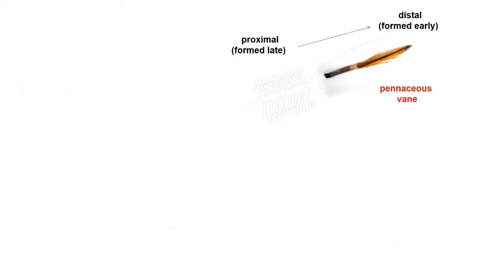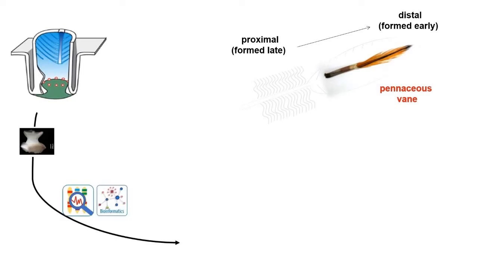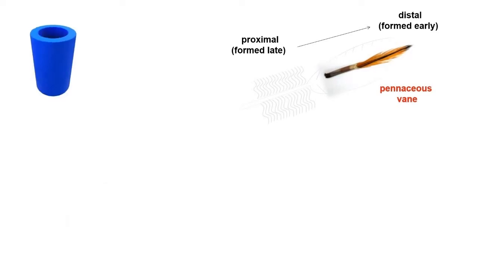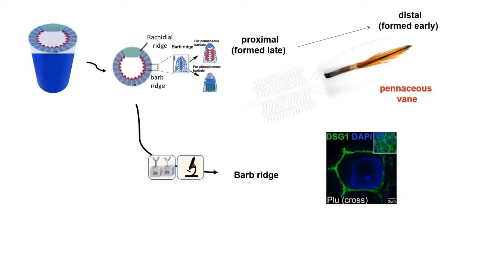To investigate the cellular and molecular mechanism, we collect follicles at appropriate time as they form. First, we dissect the dermal papilla for transcriptome analysis to find out differentially expressed genes. Further confirmation goes through biological studies and functional assay in chicken. On the other part, we examine the barb ridge to understand the cellular morphology and the molecular expression under microscopy.